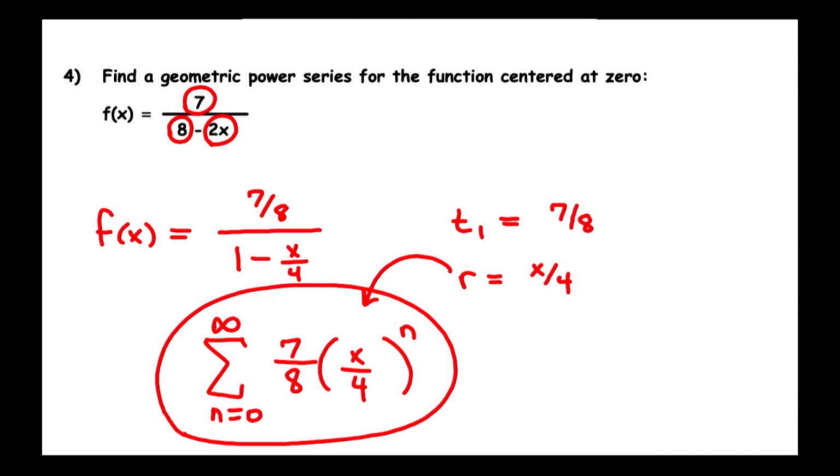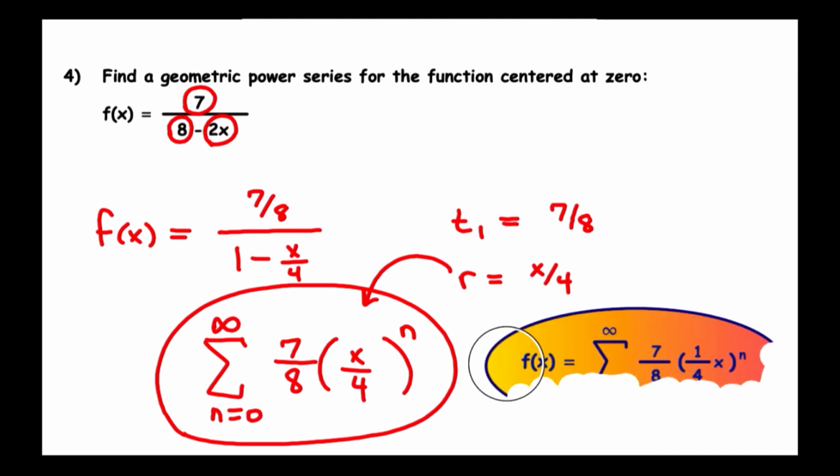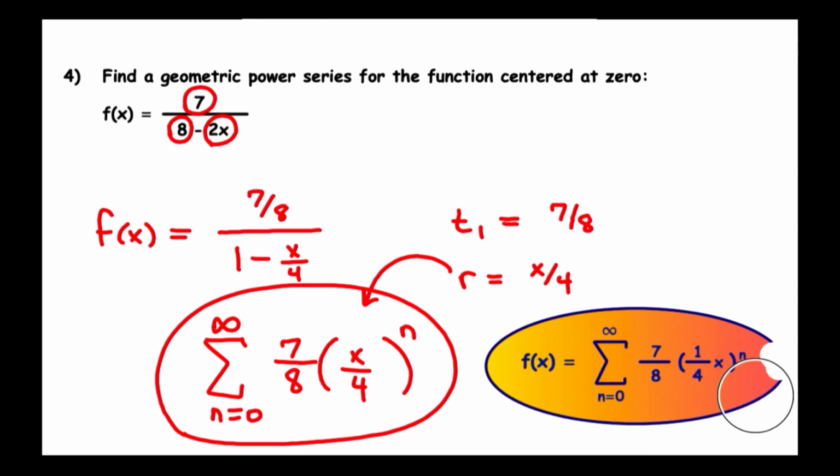And if that answer seems reasonable, it's because it is. There we go. All right, on to number 5, another geometric power series, also centered at 0. Let's get after it.